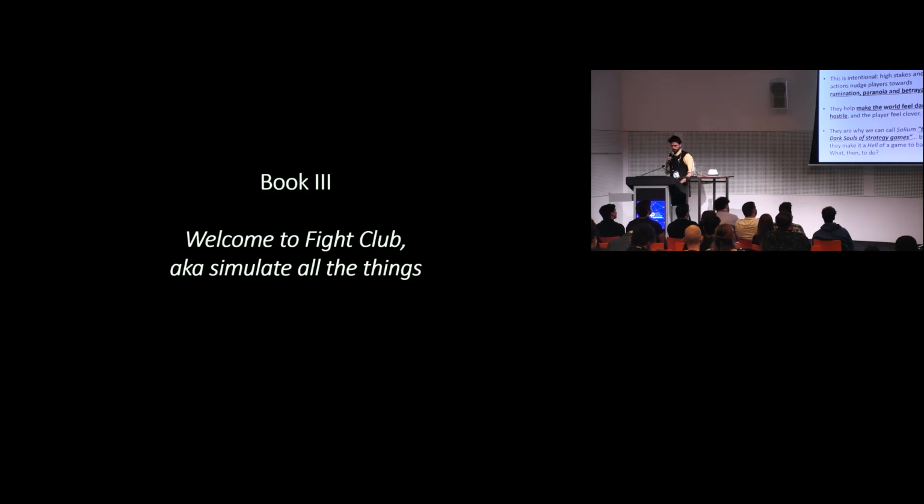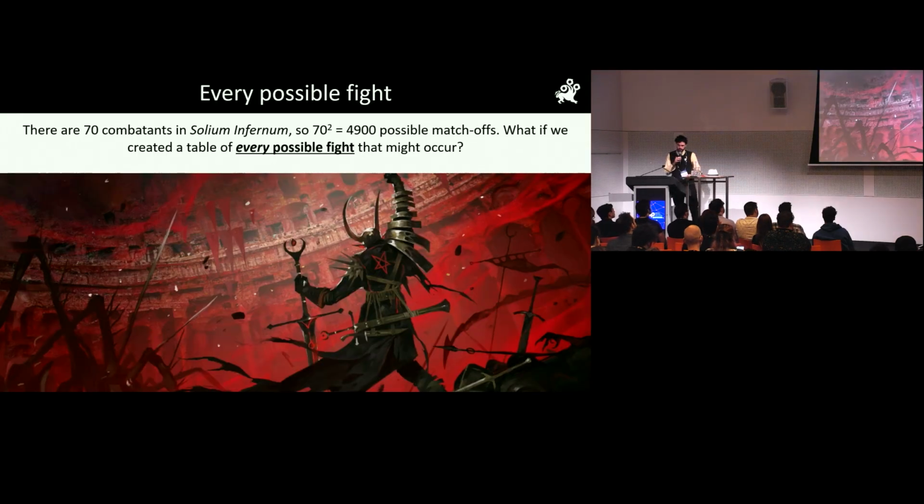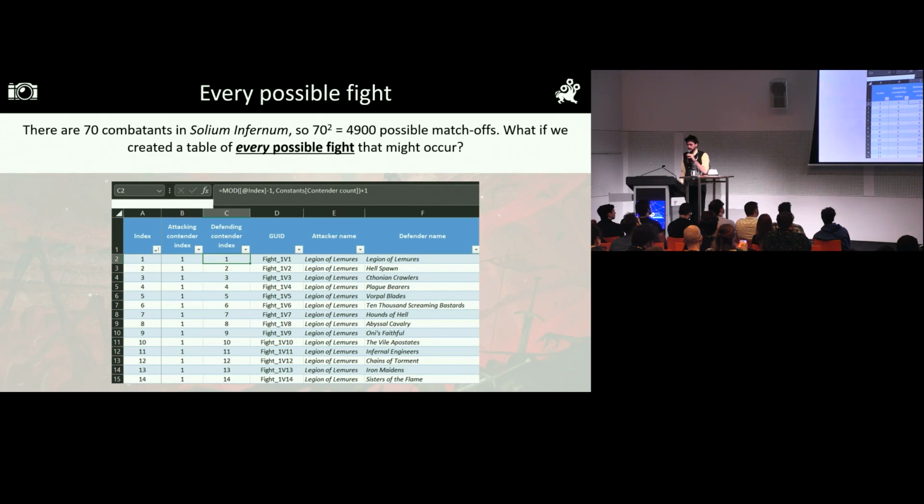So I don't have, once again, a lot of time left, so I'm going to rush through this a little bit, I'm afraid. But here's how, for Solium, we got around the issue of these tipping points. The basic idea is as follows. Bear with me. There are about 70 possible combatants. That's including the legions and also the places of power, so the buildings. What if we just created a table of every possible fight that might occur, and we just simulated it in Excel? And so we did.